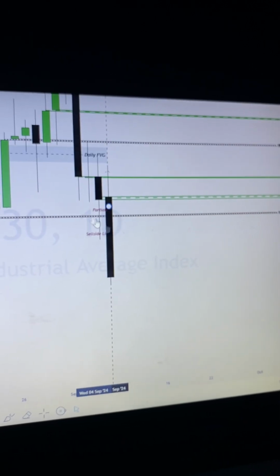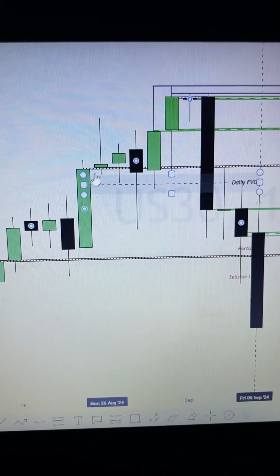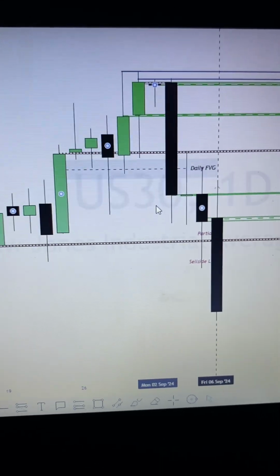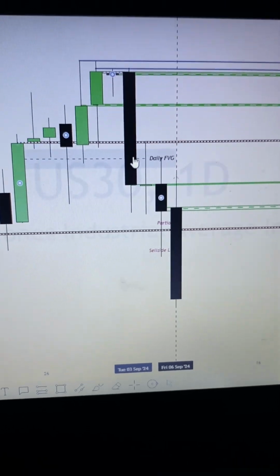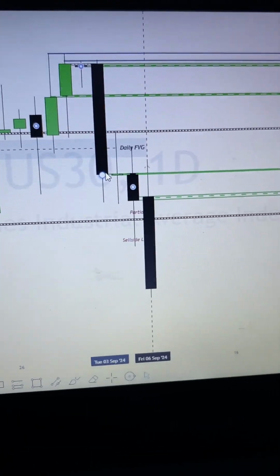So here I was looking at this fair value gap right here. On this day, which was Tuesday, the 3rd of September, we closed below it. That is a sign that we broke, we are below it.